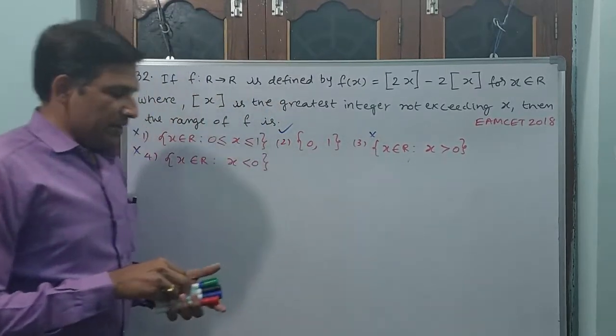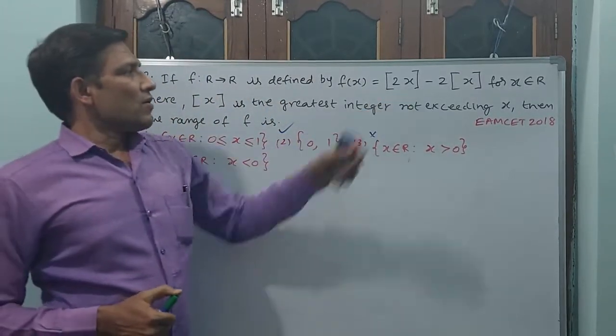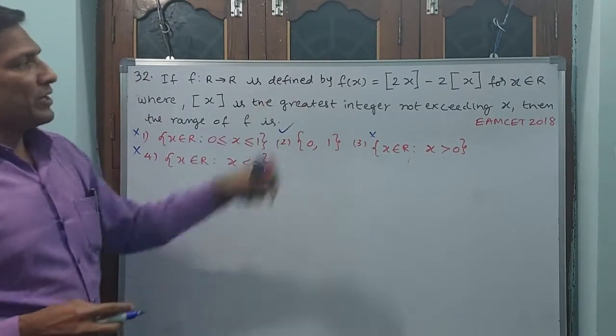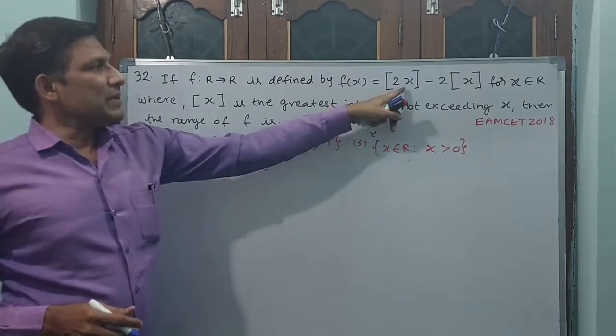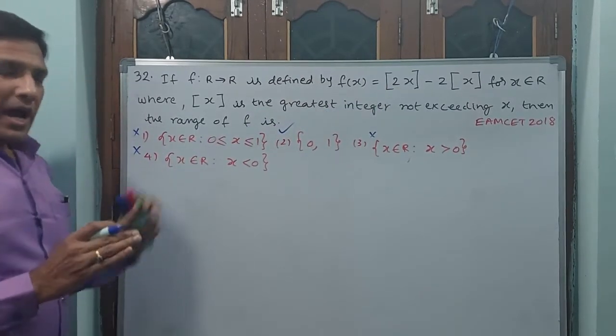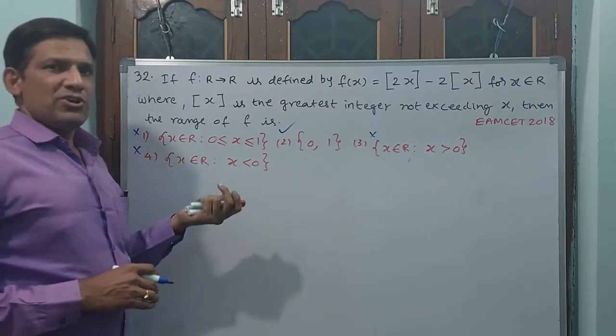Okay, now you tell me, whatever you may give x, whatever you may give x, you are multiplying with 2 times. And what is it going to come? Integer only it is going to come.